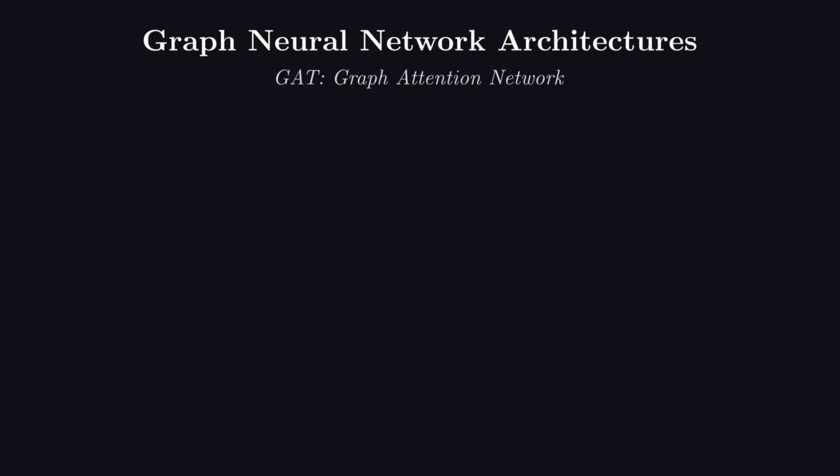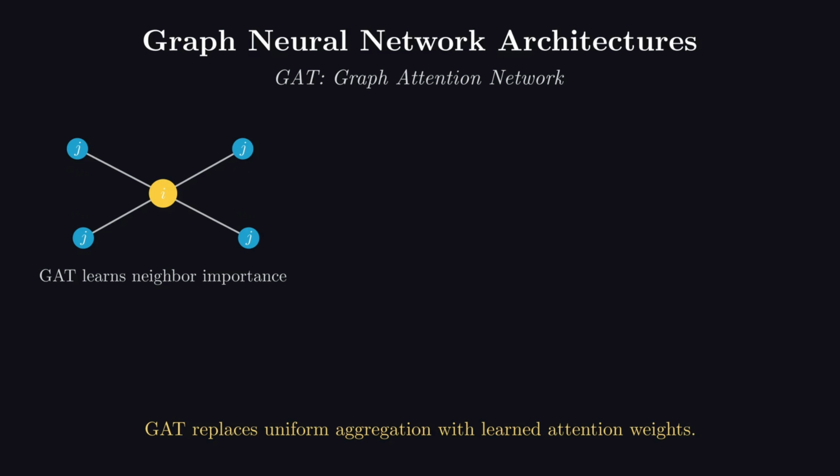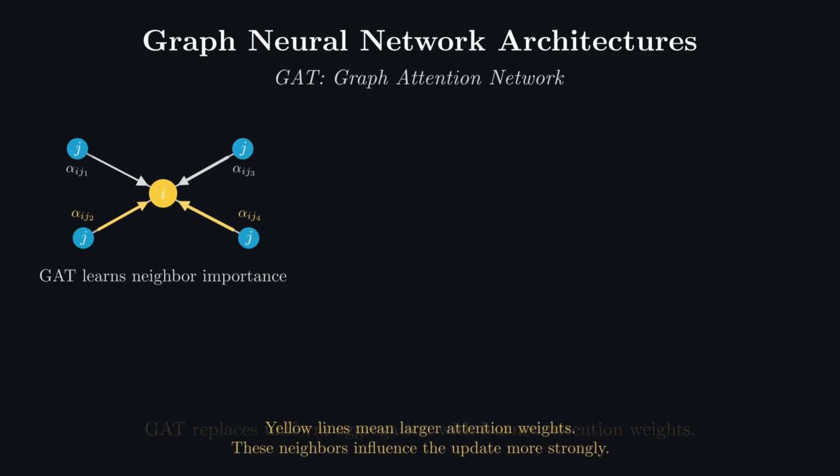Next is GAT, which stands for Graph Attention Network. The main idea of GAT is that not every neighbor should contribute equally. On the left, the yellow node is the node we want to update, and the blue nodes are its neighbors. The lines going into the yellow node represent attention weights. The yellow lines mean larger attention weights. These neighbors are considered more important, so they influence the update more strongly.